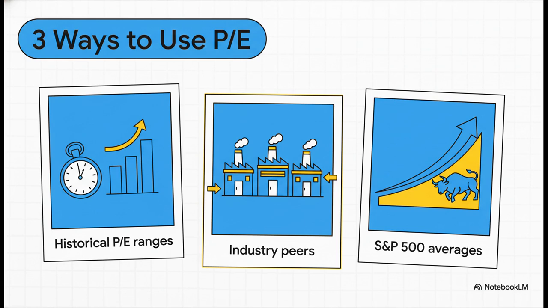Next, compare it against industry competitors. A high-growth software company might naturally sit at a PE of 40, while a slow, steady utility company might average at 12. Comparing that tech stock to the utility stock, that's totally apples to oranges. And finally, you can compare a stock against broad market averages, like the S&P 500, just to gauge how the overall economy is pricing risk and reward. Context here is absolutely everything.